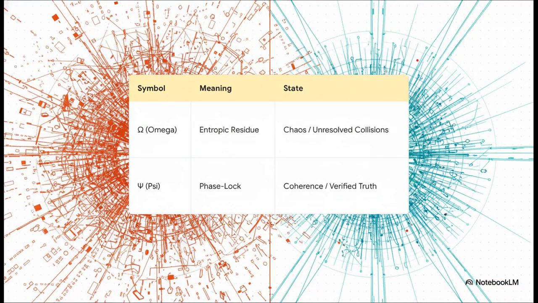This table really lays out the two sides of the coin. On one side, you've got Omega, the entropic residue. Just think of it as the noise, the errors, all the unresolved data collisions happening inside the system. And on the other side, you've got Psi, which is the goal, a state of absolute coherence where every single conflict has been perfectly resolved.